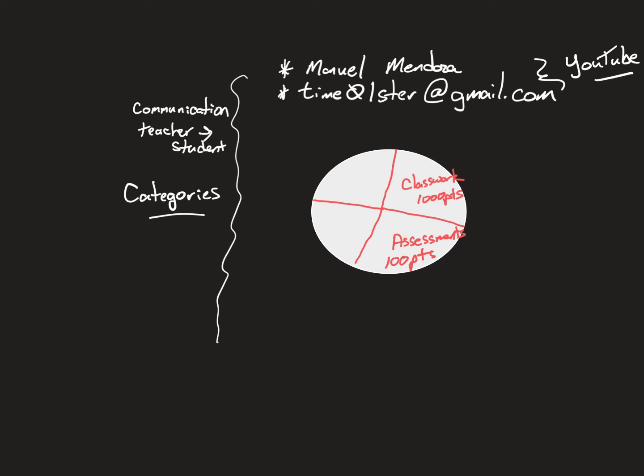The test, because it's still worth this whole wedge. This whole wedge is assessments, and it's only 100 points. This whole circle is your grade. Of your grade, assessments takes up this whole wedge. All the classwork takes up this wedge. All the projects take up this wedge, etc. All the notebook takes up that wedge.